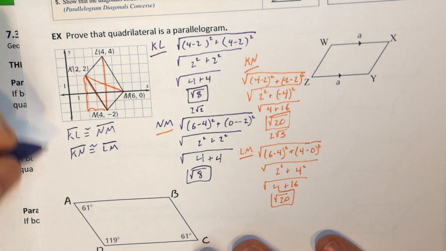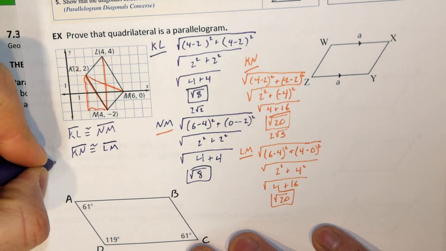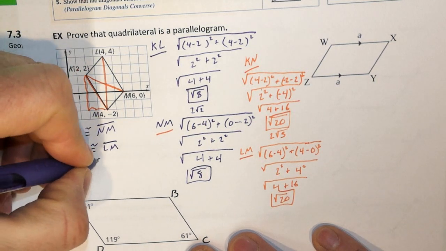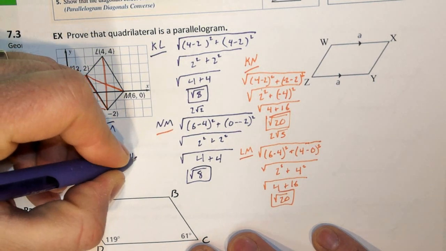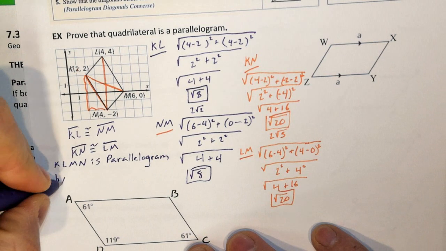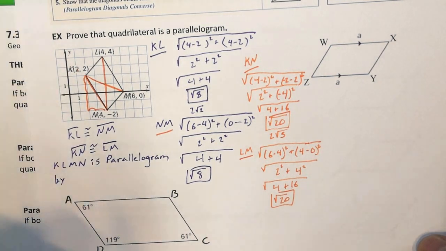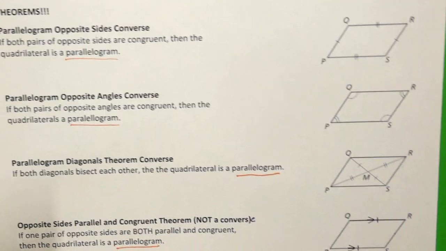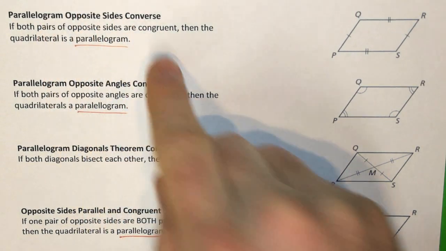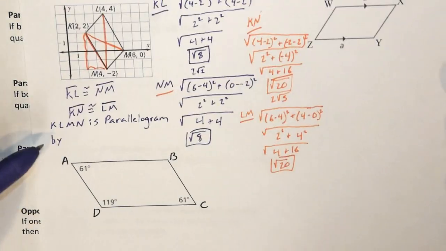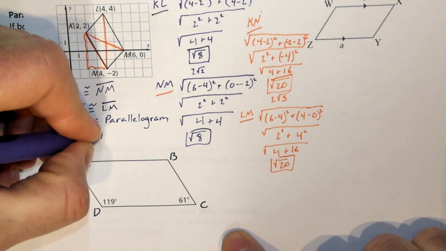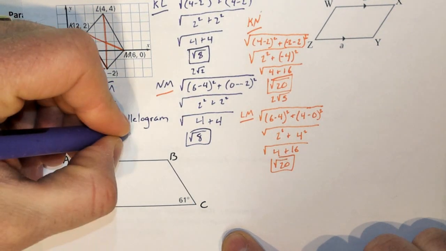So this is a 3-part process. First thing, let's name it. So I'm going to call it KLMN. I'm going to say it is a parallelogram. And I'm going to state that it is a parallelogram by, and I need to pick one of the theorems from the front side. So our options from the front side are, once again, these guys right here. The one that I was using was the top one about the side lengths, and it was the parallelogram opposite sides converse. So this is what it's going to be parallelogram by. It's going to be a parallelogram by the parallelogram opposite sides converse.